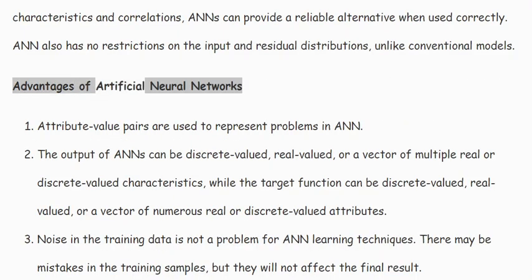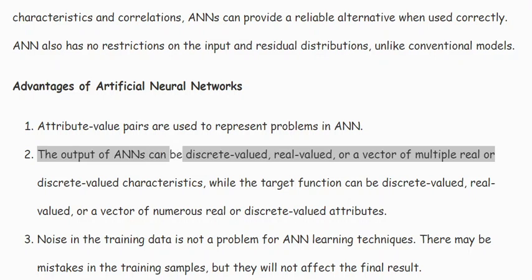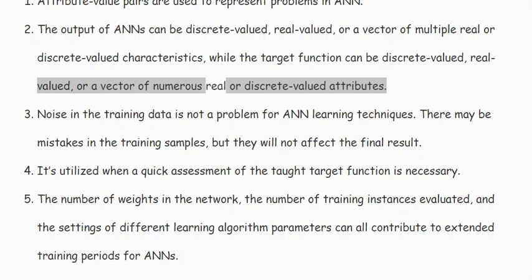Advantages of artificial neural networks. Attribute value pairs are used to represent problems in ANN. Output of ANNs can be discrete valued, real valued, or a vector of multiple real or discrete valued characteristics, while the target function can be discrete valued, real valued, or a vector of numerous real or discrete valued attributes.